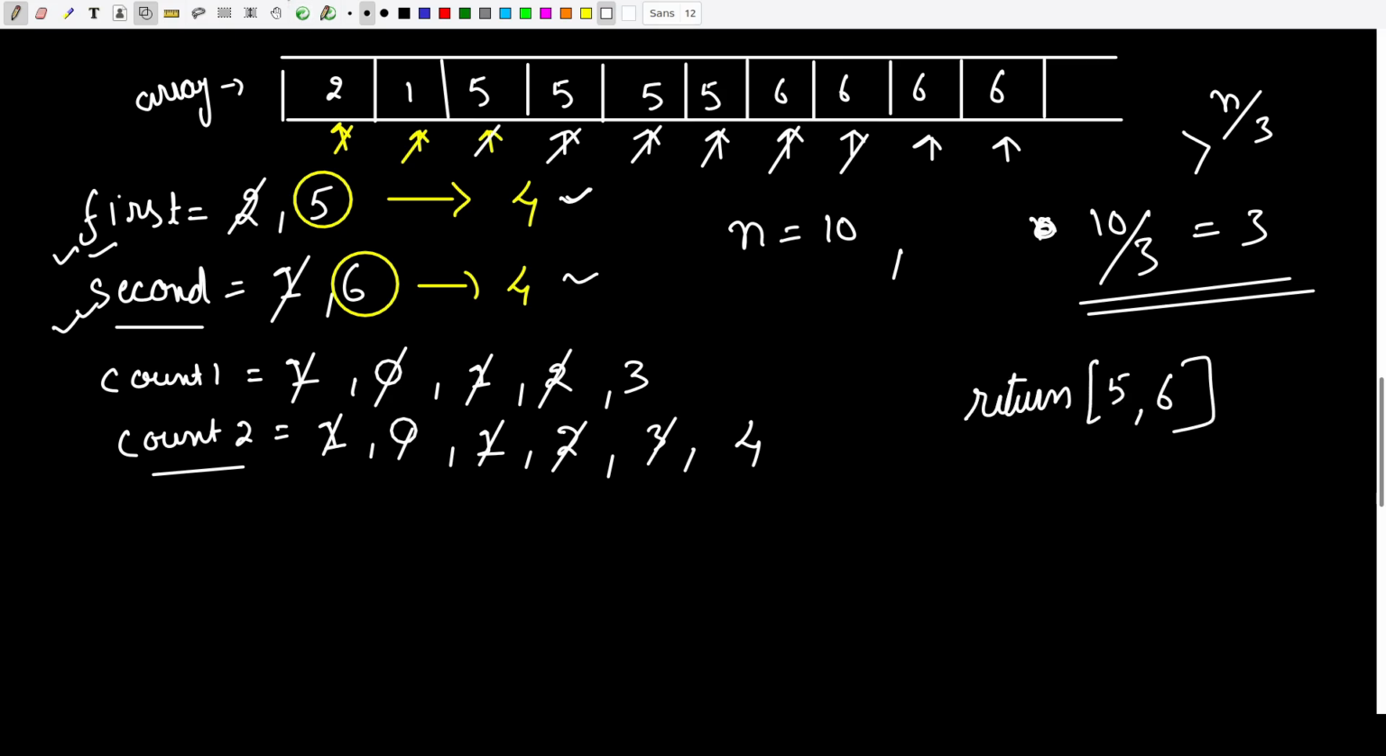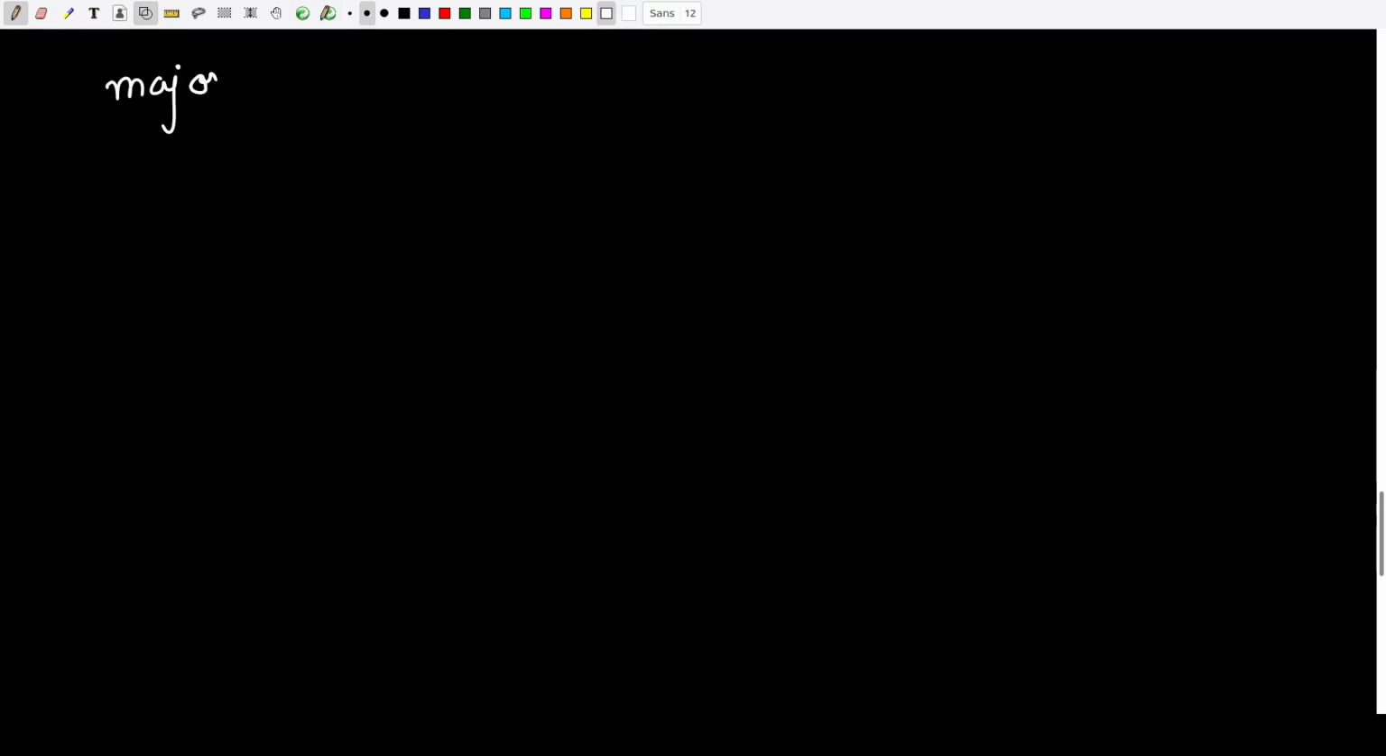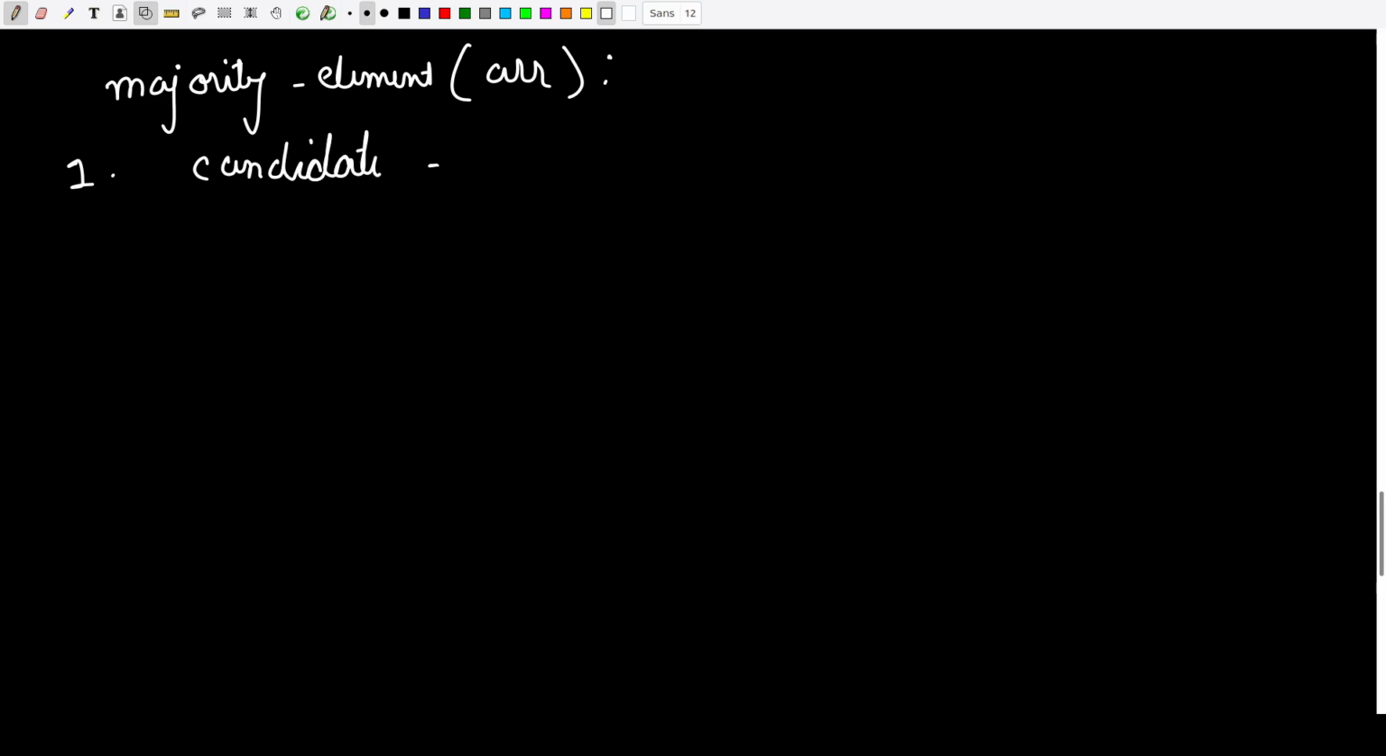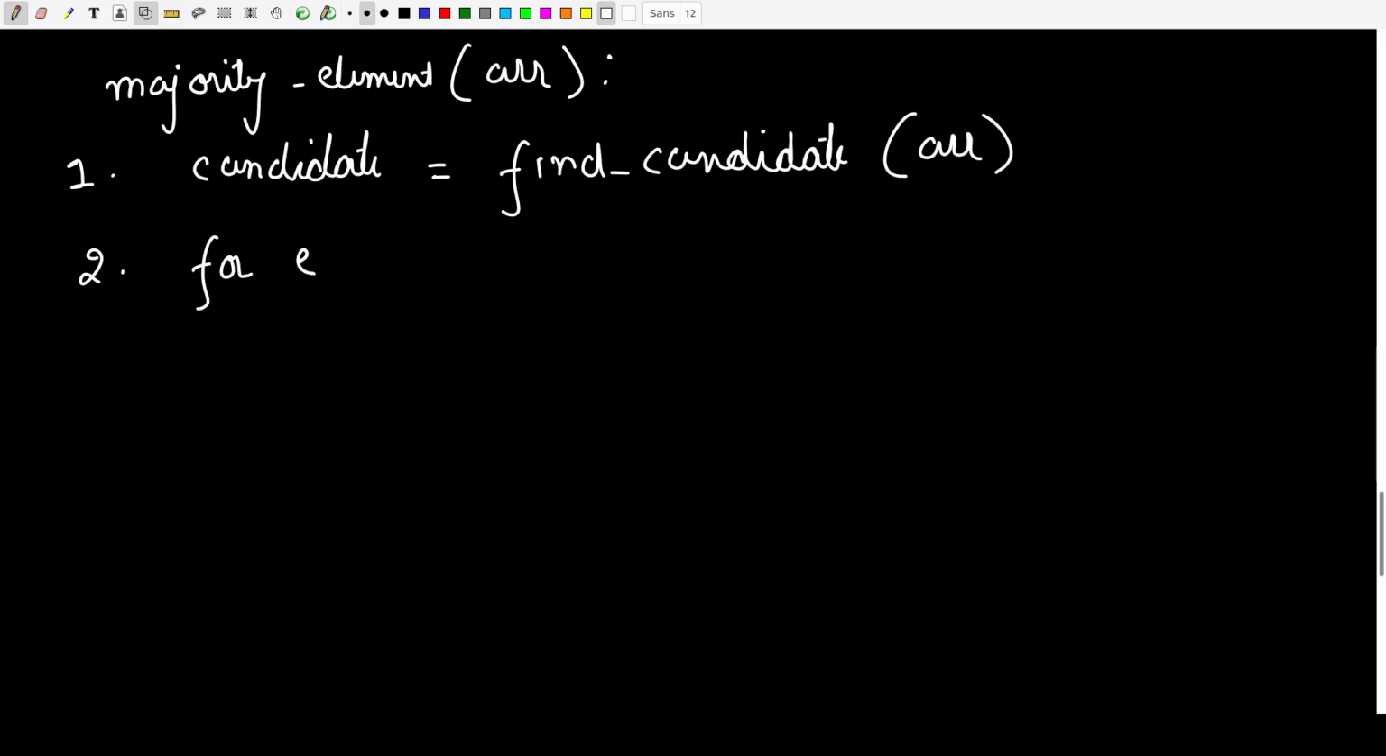Now let us discuss the pseudocode of this problem. So let us say we want to find the majority element and an array is given to us. The first thing we are going to do is find the candidate elements. So our candidate is equal to findCandidate and we pass the array to it. And then we are going to confirm whether the candidates are indeed the majority element. For that, all we have to do is iterate on the array and check the frequency of the elements.